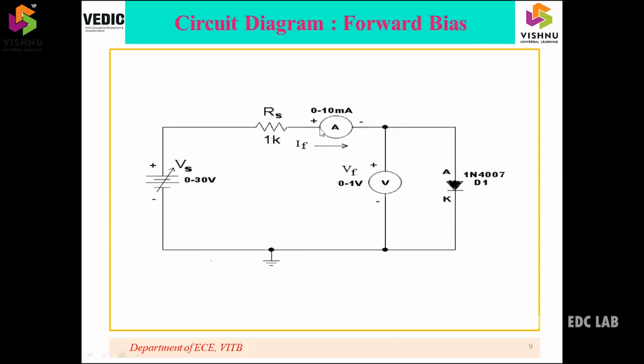And an ammeter of 0 to 10 milliamperes range is connected in series with the diode so as to measure the current flowing through the diode. And this 1 kilo ohm RS resistance is a current limiting resistance. Here the diode is forward biased, so the voltage across the diode is very less. That's why we are using a 0 to 1 volt range meter, and the current flowing through the diode is very large. That's why we are using a 0 to 10 milliamperes range meter.